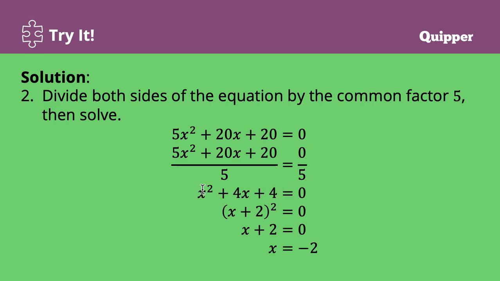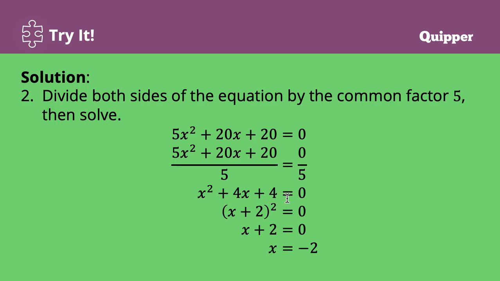And now we have x squared plus 4x plus 4 is equal to 0. And this is a perfect square trinomial. So the factor of this is the square of a binomial. We have the factor is (x plus 2) squared, and that is coming from this perfect square trinomial.